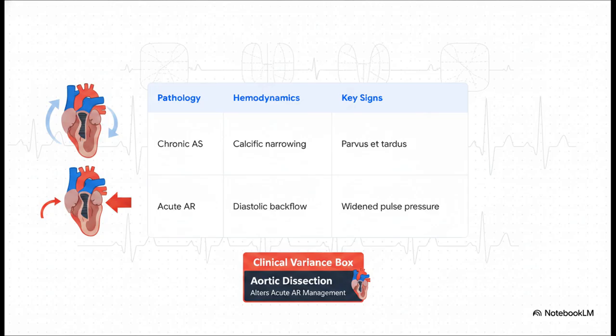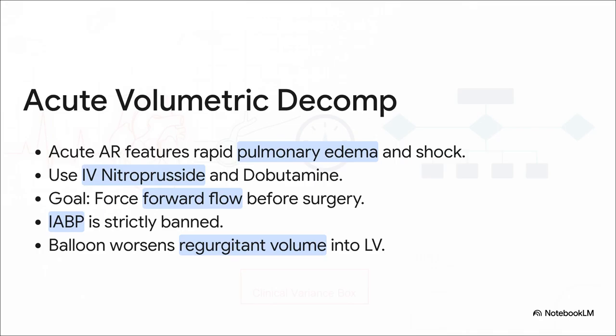This causes a sudden, massive diastolic backflow of blood into a totally non-compliant left ventricle, leading to instant, severe pulmonary edema. This exact physiology creates what we call the acute volumetric decompression mandate. Unlike chronic heart failure, this acute severe AR demands a really aggressive vasodilator strategy. You have to immediately reduce afterload, typically with IV nitroprusside paired with a positive inotrope like dobutamine to forcefully drive that blood forward. You're basically just buying time for an emergent surgical valve replacement.